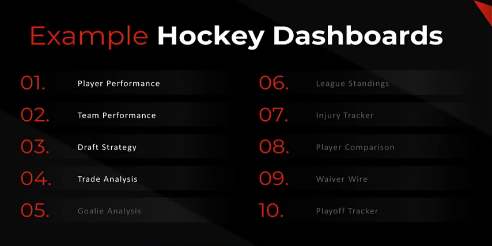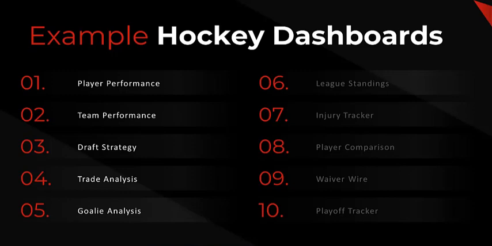Trade analysis dashboard. This dashboard could help users analyze potential trades by displaying performance data for players and teams involved in the trade. It could include visualizations like line charts, scatter charts, and tables, and allow users to compare multiple trade scenarios. Goalie analysis dashboard. This dashboard could display performance data for goalies, including stats like save percentage, goals against average, and shutouts.